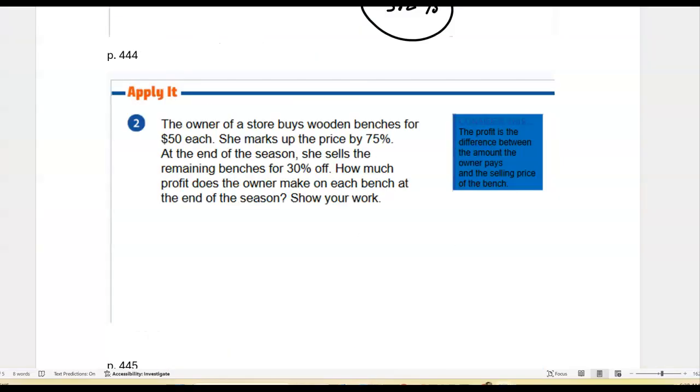Turn to page 444, number 2. The owner of a store buys wooden benches for $50 each. She marks up the price by 75%, meaning she is going to charge 100 plus 75, or 175% of the price. At the end of the season, she sells the remaining benches for 30% off, meaning she's going to then price them at 70% of the price. How much profit does the owner make on each bench at the end of the season?